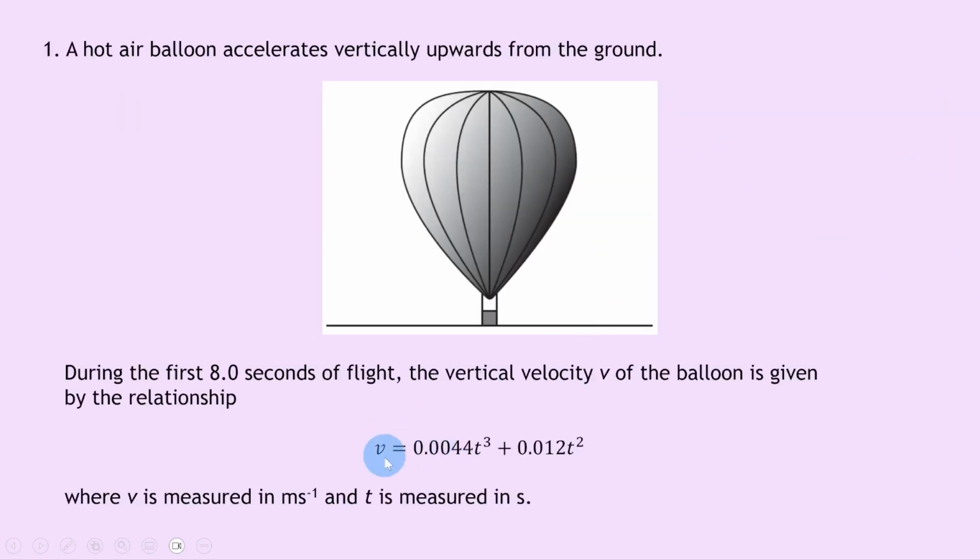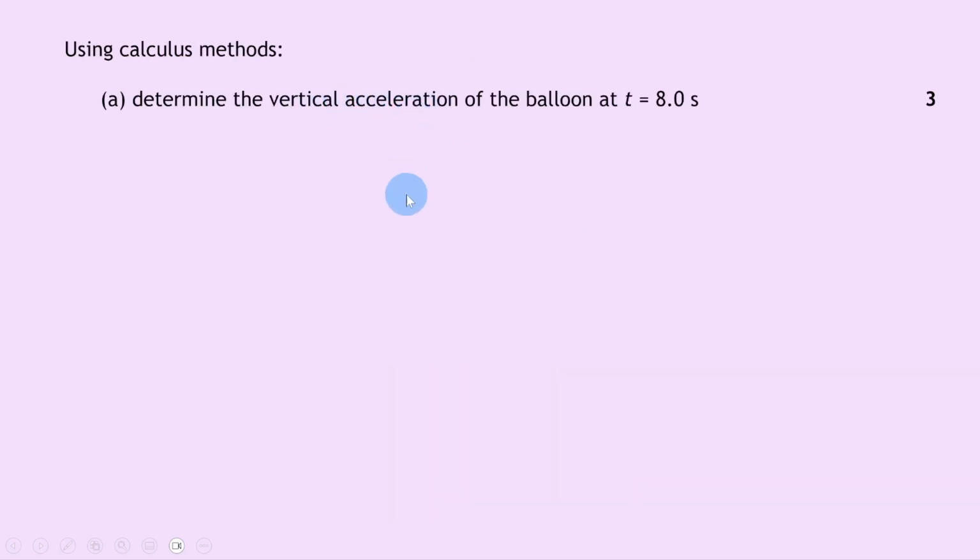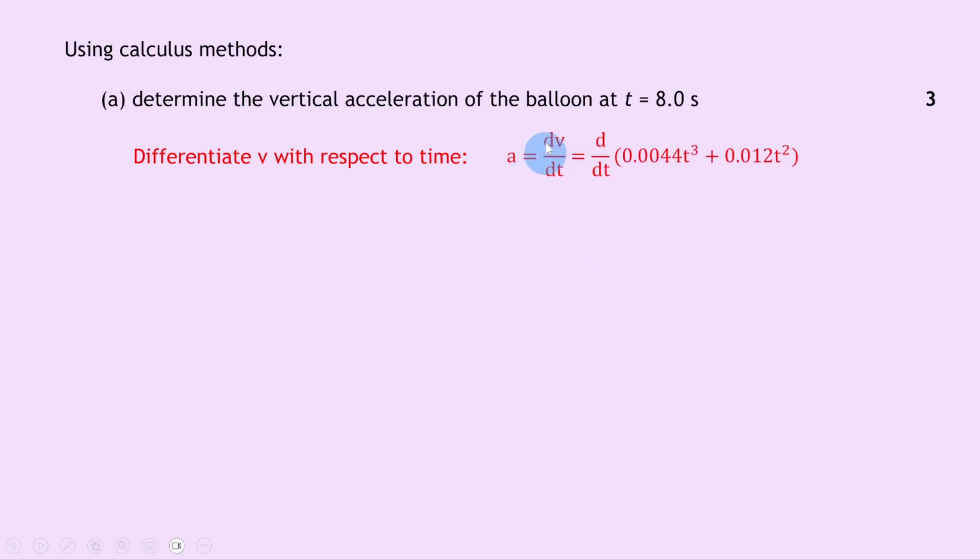Well, since we're given this expression for the velocity v in terms of time t, to find acceleration we want to differentiate the velocity v with respect to time. So we can say that a equals dv by dt, which remember is just an equation on your relationship sheet, and we can say that's equal to d by dt of our expression for v. So we've got 0.0044 t cubed plus 0.012 t squared. So to differentiate, remember we bring the power down and multiply it by this number in front, and then we take 1 off the power.